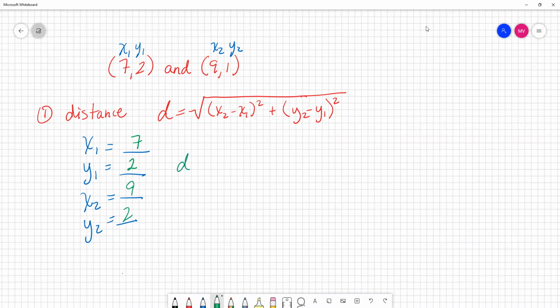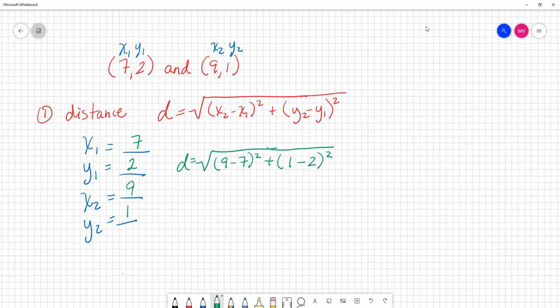So when I write my final distance equation, x2, 9, minus x1, 7, squared, plus y2, 1, minus y1, which is 2, squared.